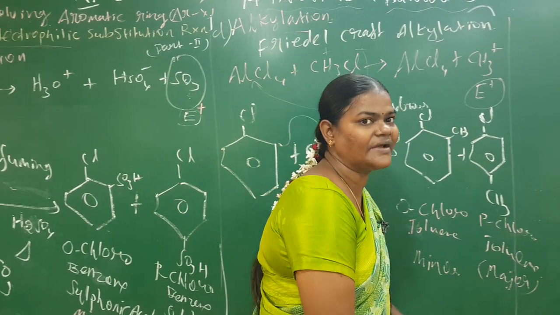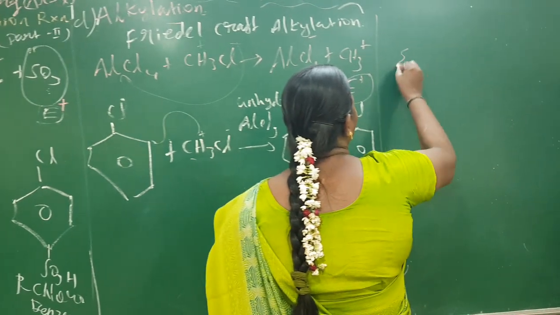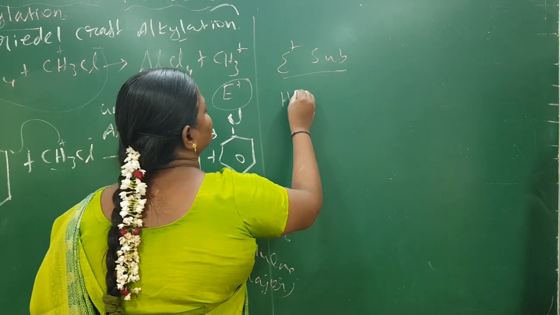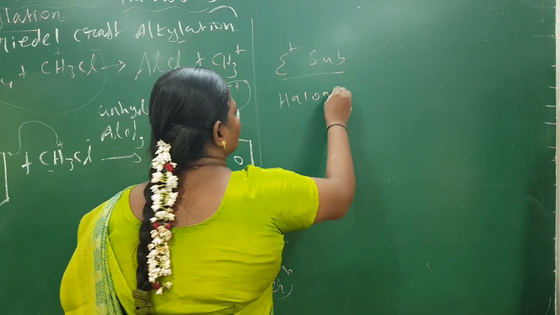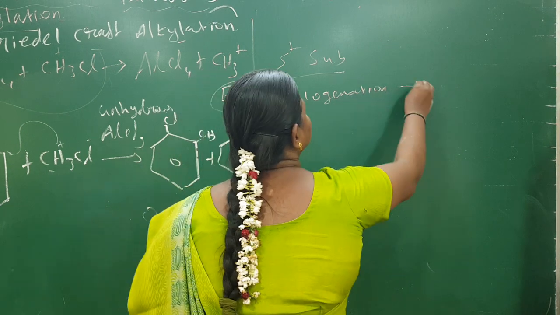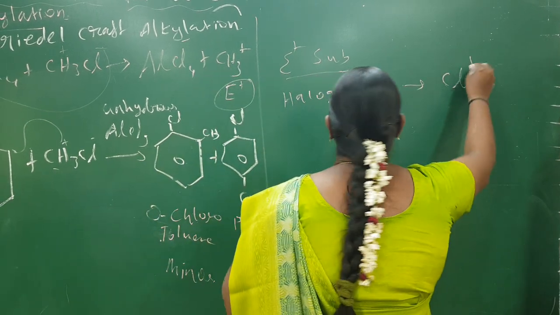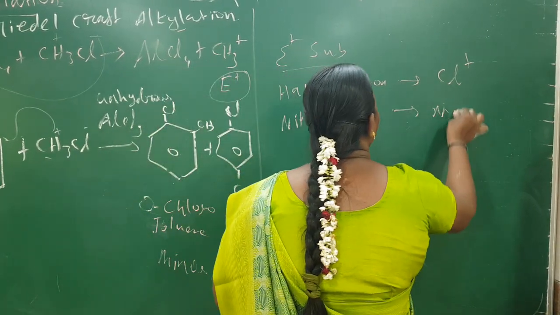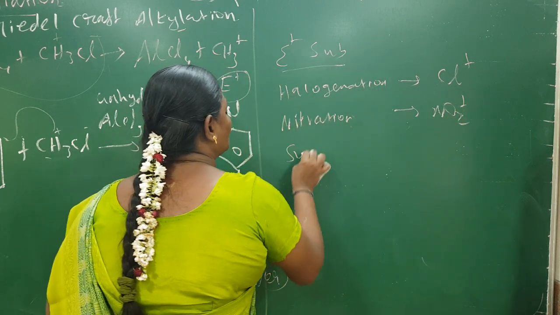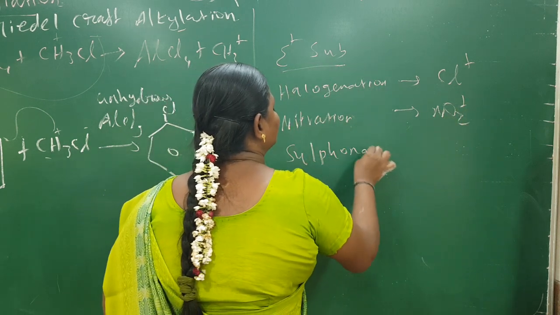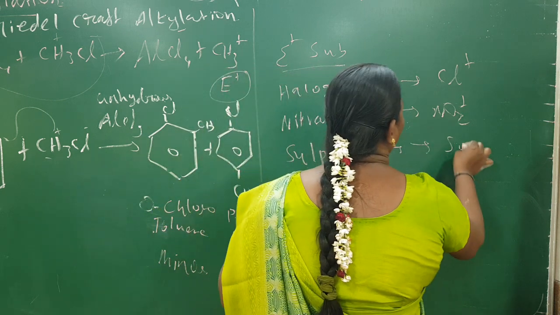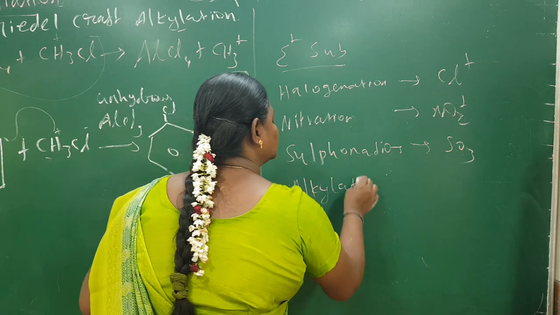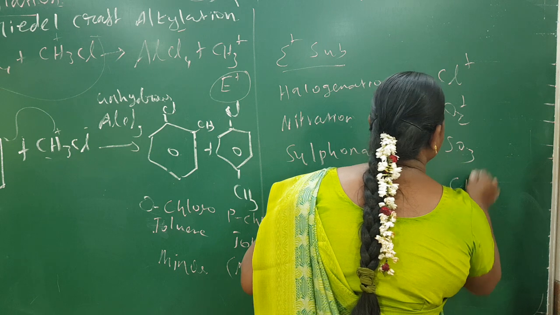Finally we can conclude that we have seen four types of electrophilic substitution reactions. What is the first one? Halogenation, where the electrophile is Cl plus. In nitration, our electrophile is NO2 plus. In sulfonation, our electrophile is SO3. And in alkylation, the electrophile is CH3 plus.